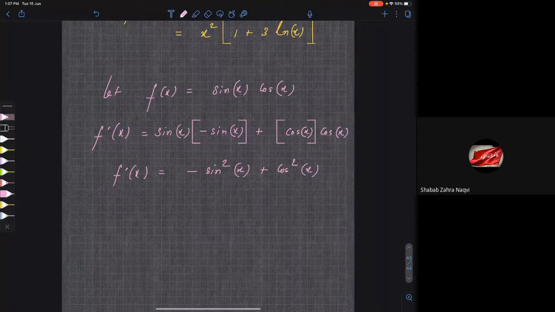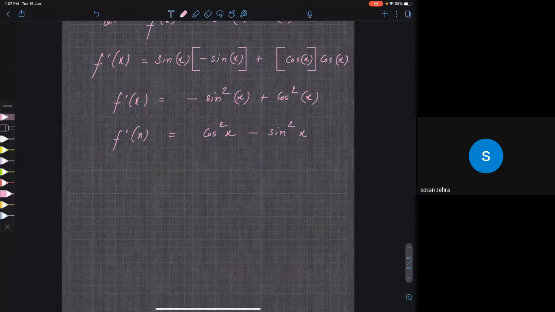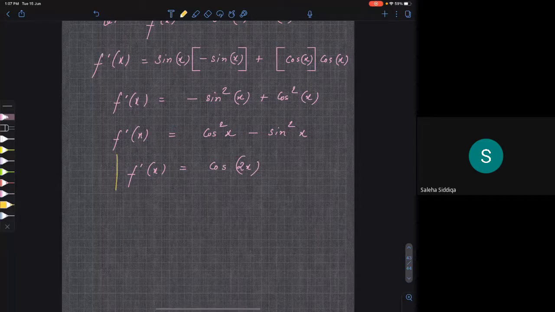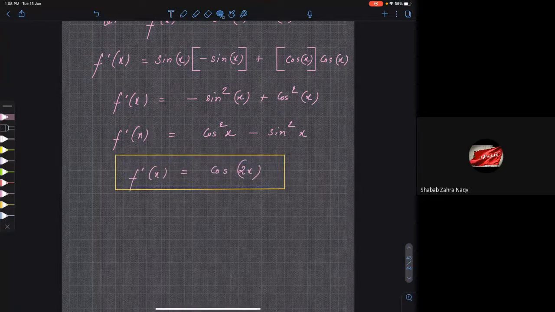Does anyone remember what is cos square x minus sin square x? No, sir. What is cos square theta minus sin square theta? Cos 2x. Very good. This is cos 2x. This is your answer. Remember? Cos square theta minus sin square theta is cos 2 theta. Cos square theta plus sin square theta is 1. Remember?